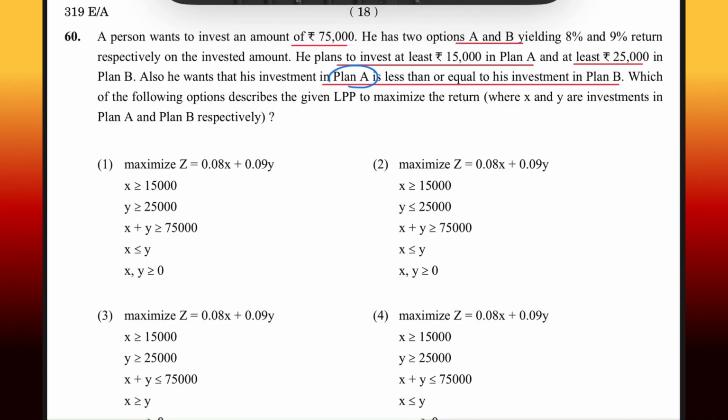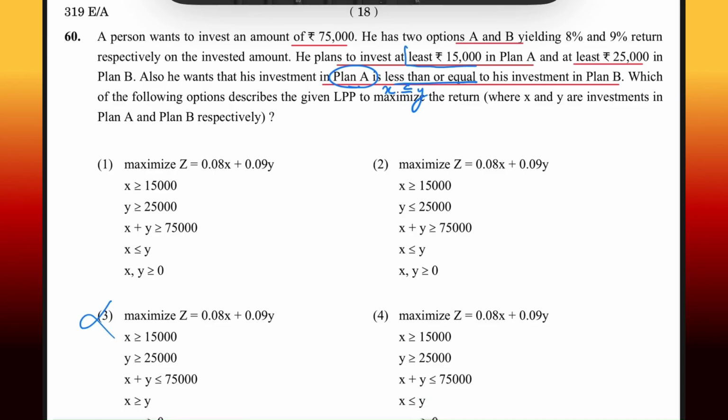So here you have investment in plan A, X, is less than or equal to investment in B, which is Y. So one of the constraints should be X less than or equal to Y. Here you have this constraint. Option 3 does not have this constraint, so option 3 is discarded. And what about option 4? Yes, option 4 has the same constraint. So one option is discarded.